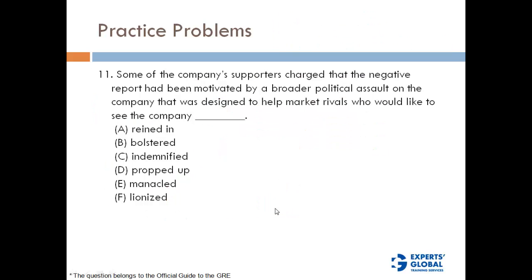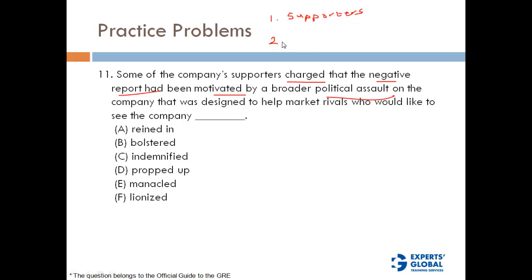Let's look at this. Okay, what are the ideas here? Some of the party supporters charged that the negative report has been motivated by a broader political assault on the company. So this is the first idea. Supporters say that the negative report is motivated by a political assault.